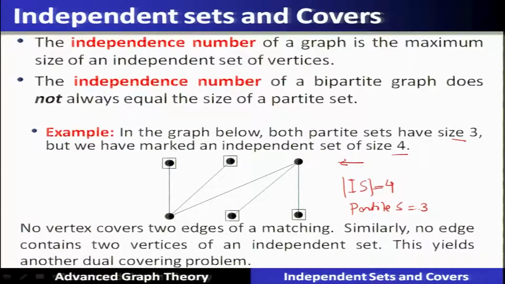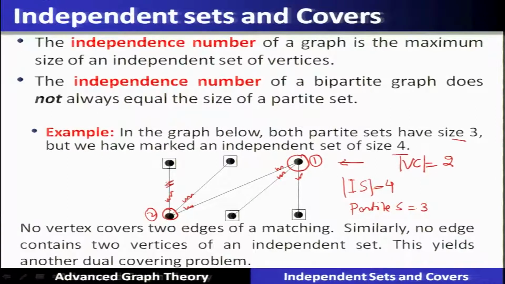Now, here we will see what the vertex cover is. If we include this particular vertex and this particular vertex, it will cover all the edges of this graph. Hence, the vertex cover is vertex number 1 and vertex number 2, of size 2. So, we will see that no vertex cover covers 2 edges of a matching. Similarly, no edge contains 2 vertices of an independent set.